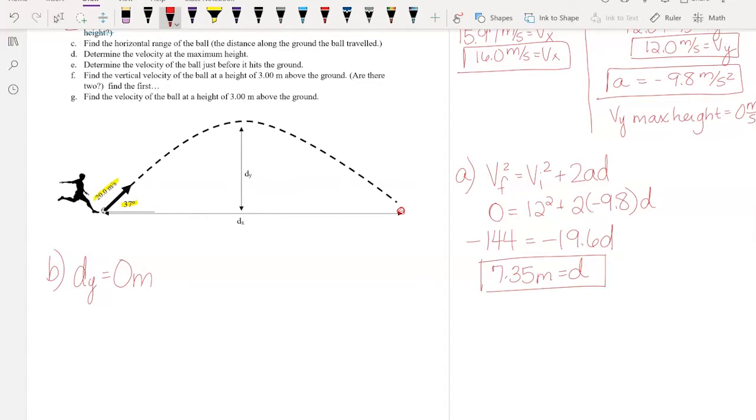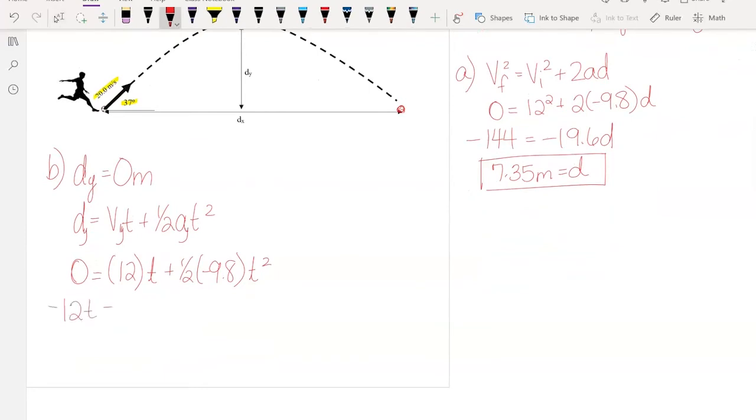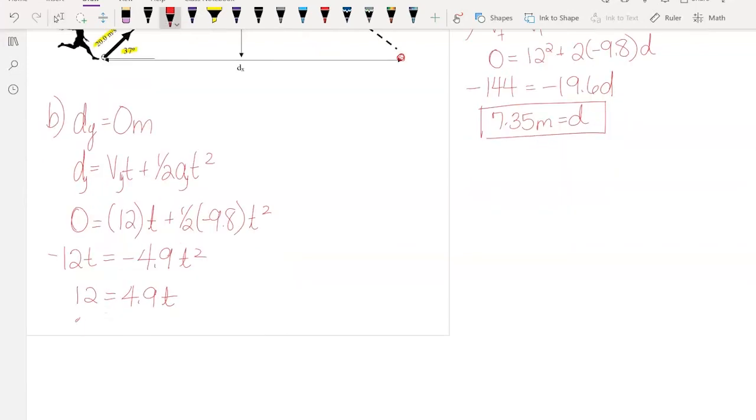So let's see. Probably D equals VIT plus 1/2 AT squared. Now this is all y stuff. Put my y's in here. 0 equals velocity in the y, which is 12, times time plus 1/2 negative 9.8 T squared. So 2.45 seconds. And that is the total time of the movement. If we wanted to get to the halfway point, we would just cut that time in half.